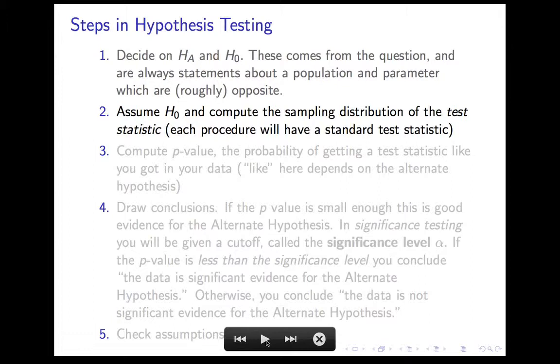The second step is that you assume the null hypothesis. You assume what you would assume anyway in the absence of evidence. That's kind of natural. And you compute the sampling distribution of the test statistic. Each procedure will have some statistic that it uses to do the test, and we compute the sampling distribution. We've already done this, right? We've seen how to compute the sampling distribution of p hat and x bar. Those will cover our first 2 procedures.